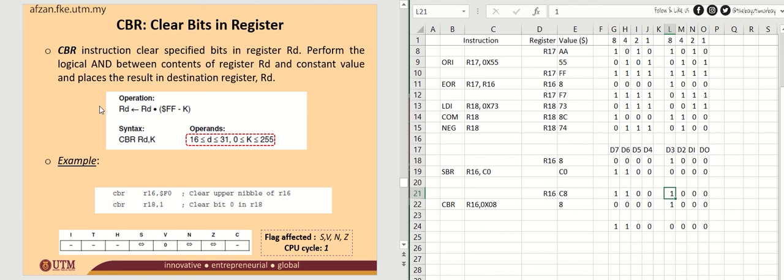So by looking at this operation, what happened is you have FF minus K first, and then after that you do a logical AND with RT. Highlight this one, so that it becomes my expected output. This is my expected output.